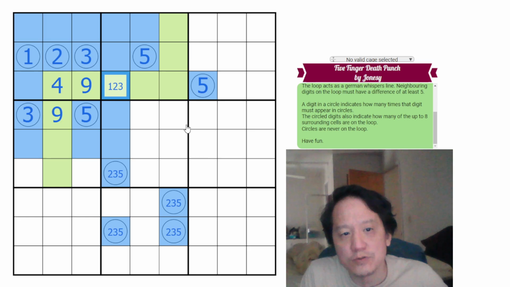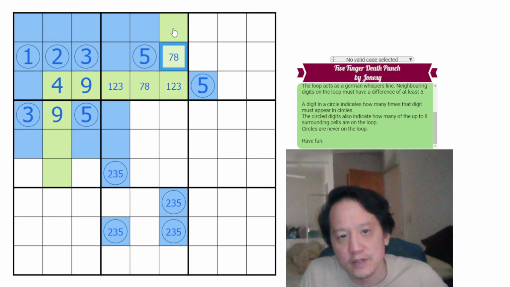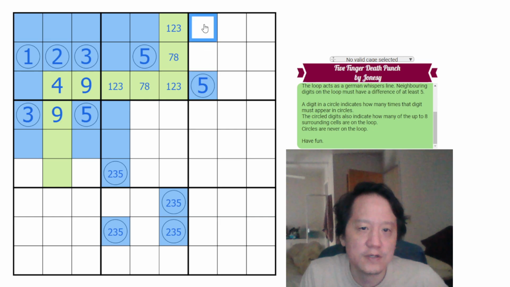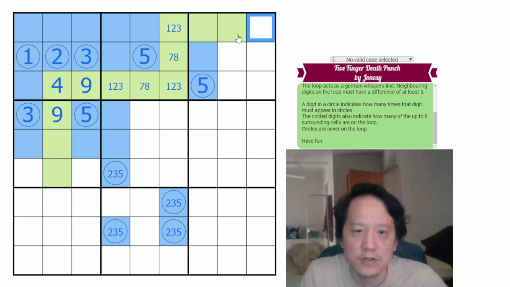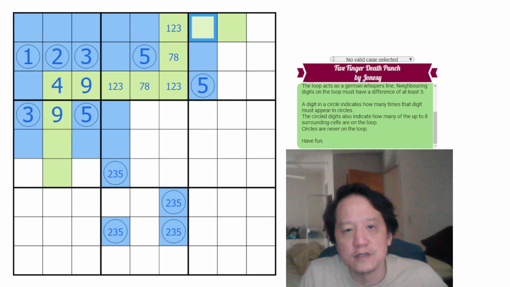So this could be 1, 2, or 3. This is 7 or 8. This is 1, 2, 3. This is 7 or 8. This is 1, 2, or 3. It has to enter here. It cannot touch itself, so it cannot enter here. So it could enter here. This is 7 or 8. This is 1, 2, or 3.